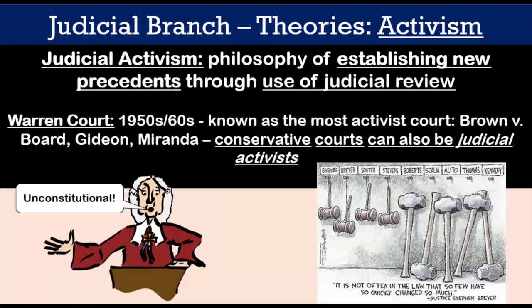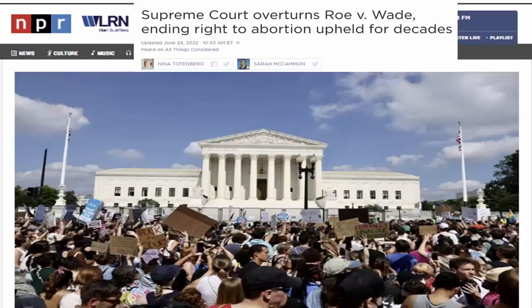Hopefully you learned about the Warren Court, the most liberal judicial activist court, with famous rulings like Brown versus Board of Ed, Miranda versus Arizona, and more. But conservative courts can be viewed as activists too, as we saw this summer with the court overturning the precedent of Roe v. Wade and striking it down with judicial review.